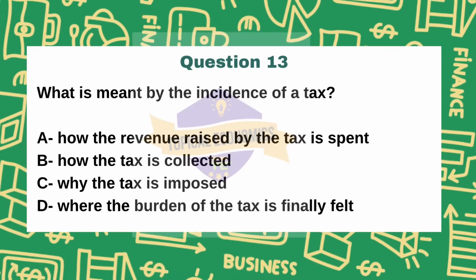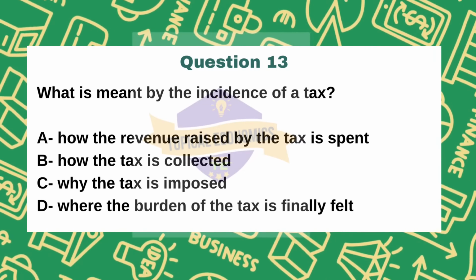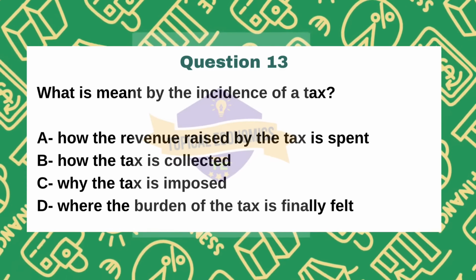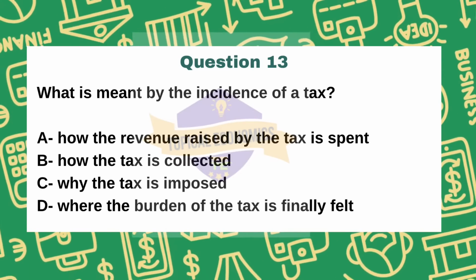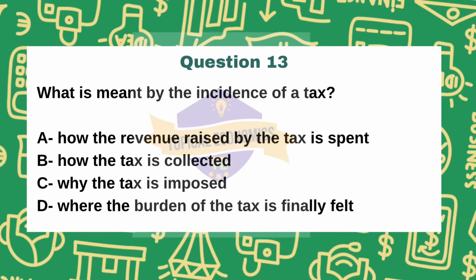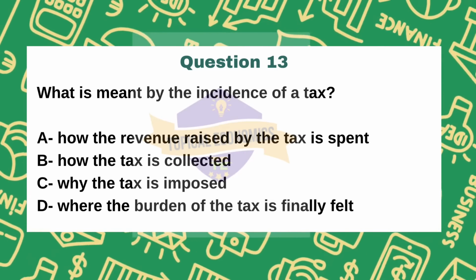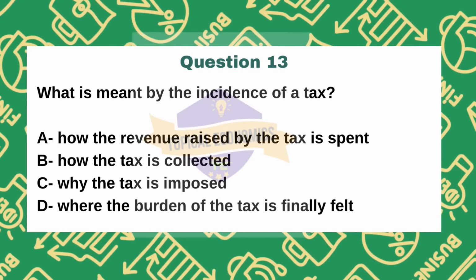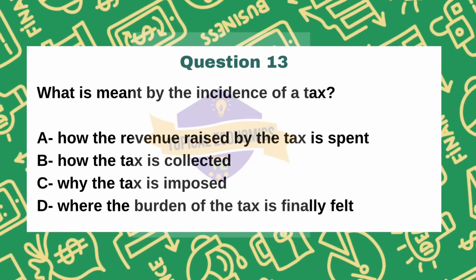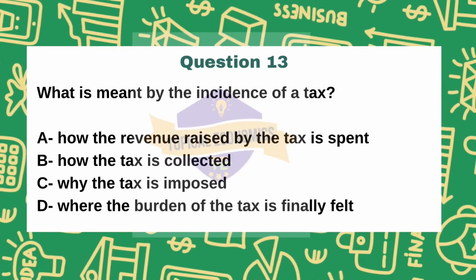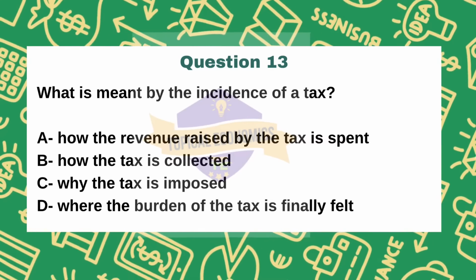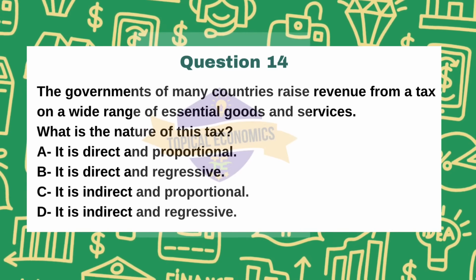Analyzing the other options. Option A. How the revenue raised by the tax is spent refers to government expenditure, not tax incidence. Option B. How the tax is collected describes the tax collection process, but not the incidence of the tax. And option C. Why the tax is imposed relates to the purpose or reason for the tax, but not the incidence.